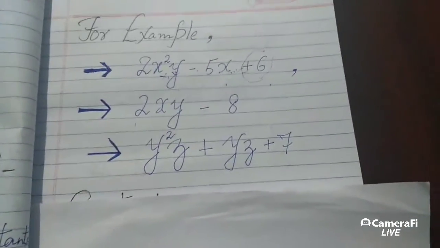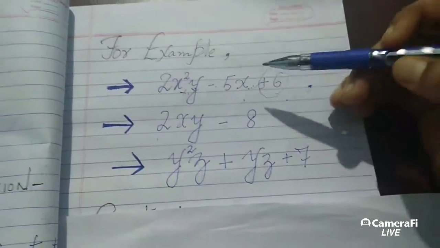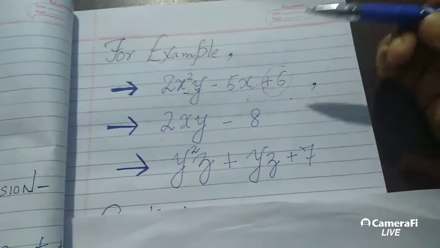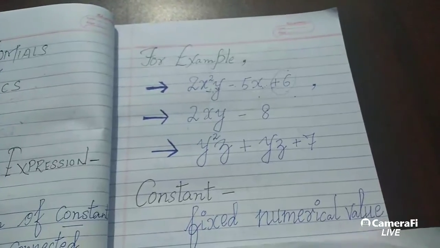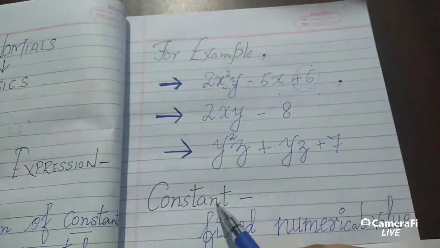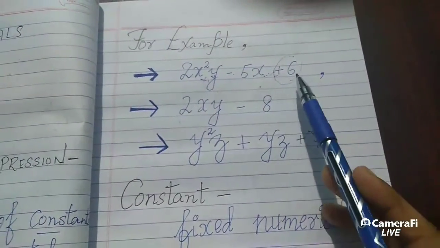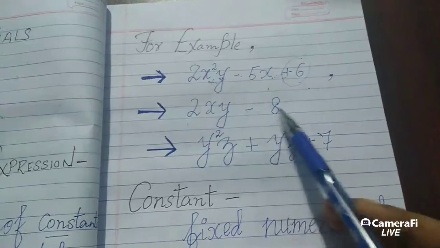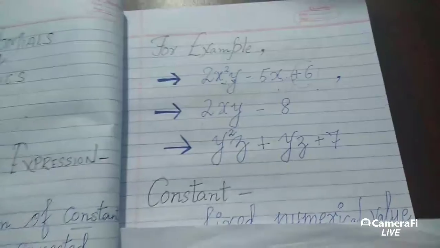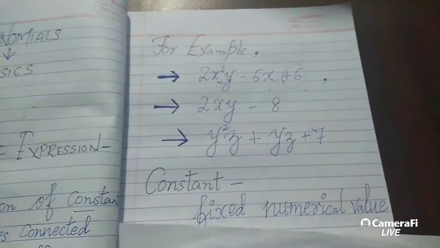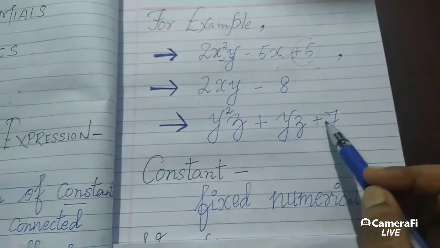Now, I have been telling you constants, variables, constants and variables. Many of you might not be knowing what is constants and what is variable. So, let me go for that first. A constant, as the name suggests, it is a fixed numerical value. Here you see 6. Then here minus 8. It's not just 8. Many students commit mistake over here. They say just 8, which is wrong. It is minus 8.